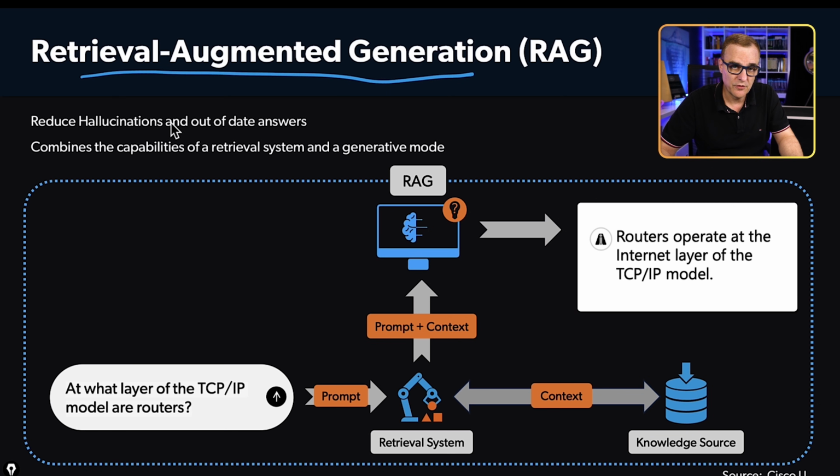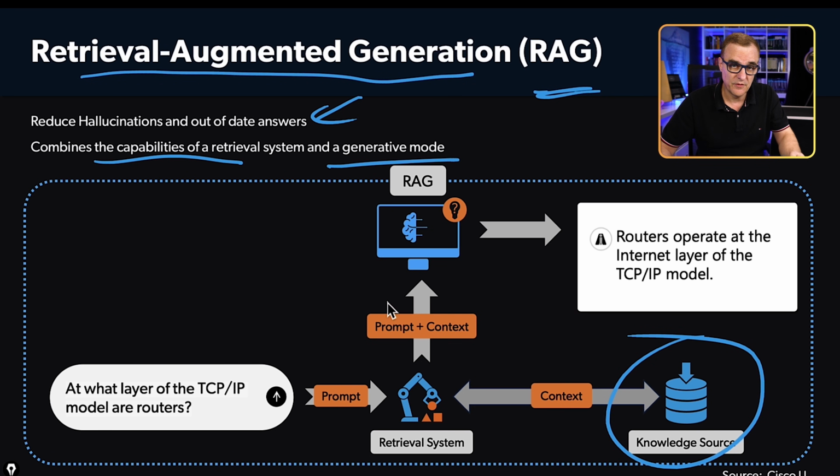So you need to know this concept of Retrieval Augmented Generation, or RAG, which reduces hallucinations as well as out-of-date information. So it's not just that the AI is giving you incorrect information, it may be out-of-date information. Basically what you do here is you combine the capabilities of a retrieval system and a generative model. In this case, we are basing the AI on specific data, not just the internet, which could have false and true information.